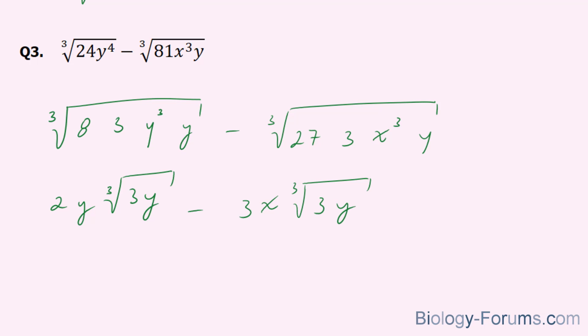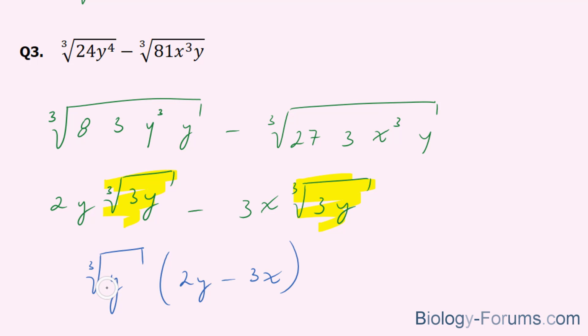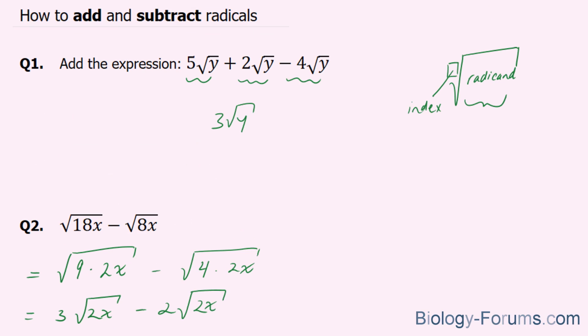Now you'll notice that this and this are similar radicals. Therefore, we can pull them out. And we end up with 2y minus 3x times this term. So there you have it. That is how to add and subtract radicals.